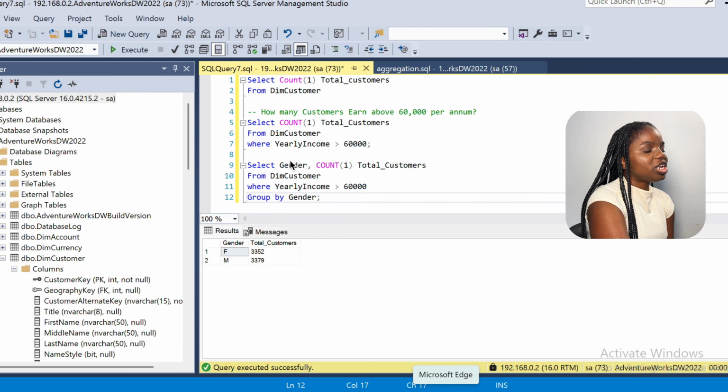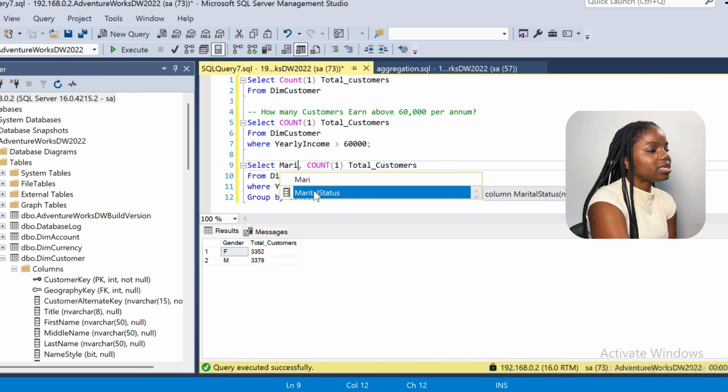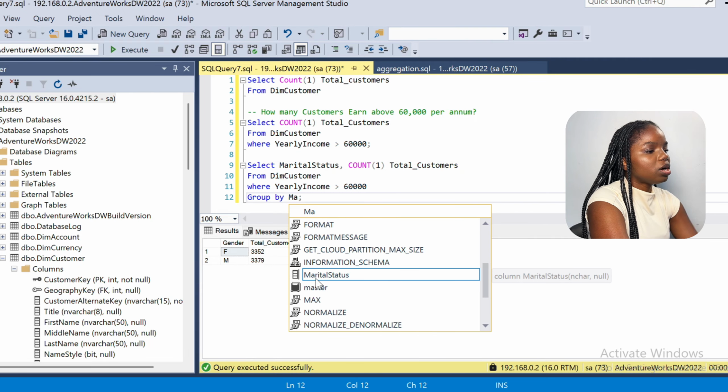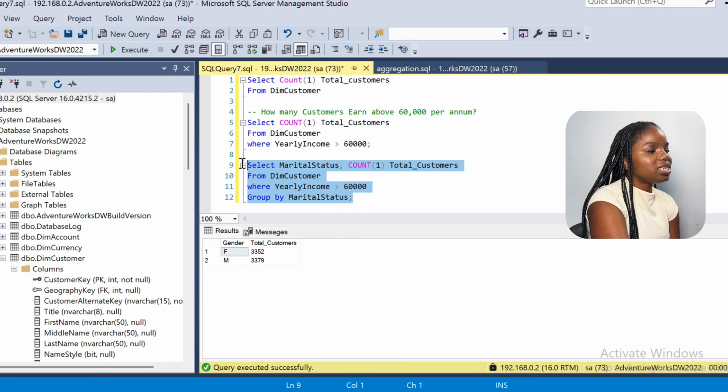So aside from the gender, we could also decide to use marital status. Probably we wanted to target just married people. So instead of gender, we are using marital status to group. So you can decide to use gender or marital status or whatever your company is actually looking for.